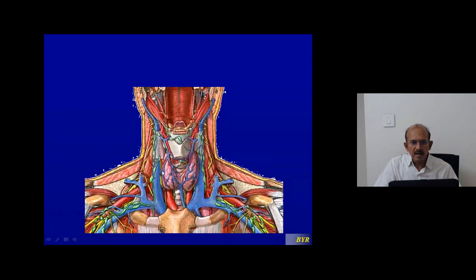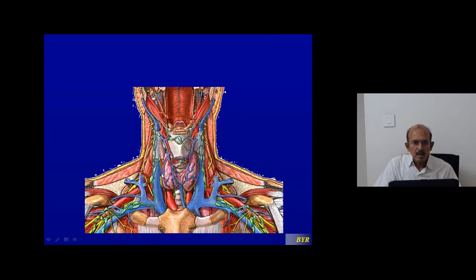And lateral to the thyroid gland, so this is the lateral border, you can see a large vein. This is the internal jugular vein. And you can see here, this is the subclavian vein. This is the internal jugular vein, and this is the subclavian vein. This is the common trunk, that's called the brachiocephalic trunk.